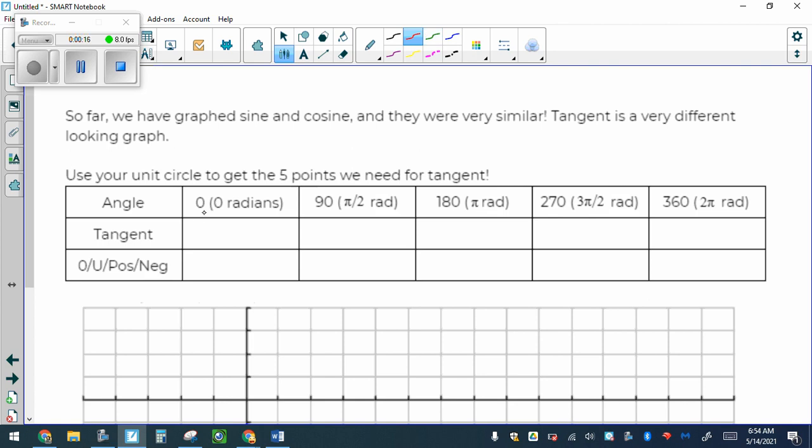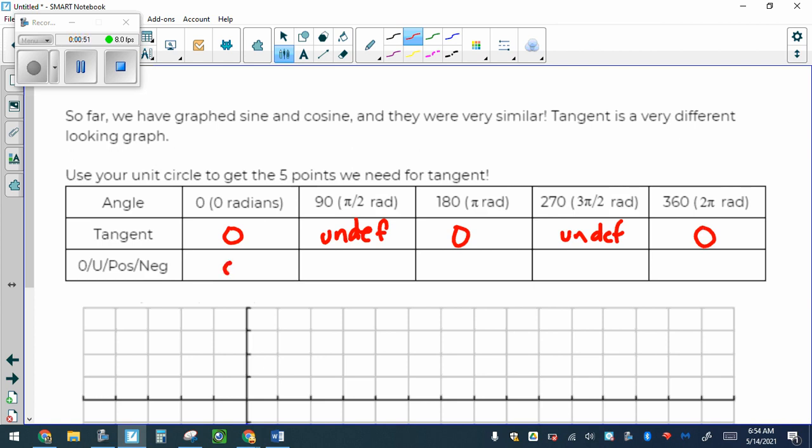Tangent at 0, so remember that's sine 0 over cosine 0, is 0. Tangent at pi over 2, that's sine over cosine, which turns out to be undefined. At 180, it's back to 0. At 270, it's back to undefined. And at 360, it is back to 0. All right, so you can already tell that this is kind of a weird graph because of those undefineds.